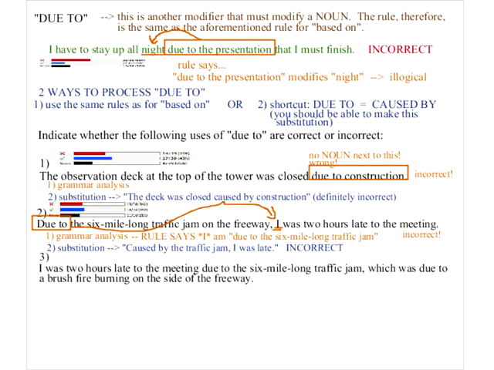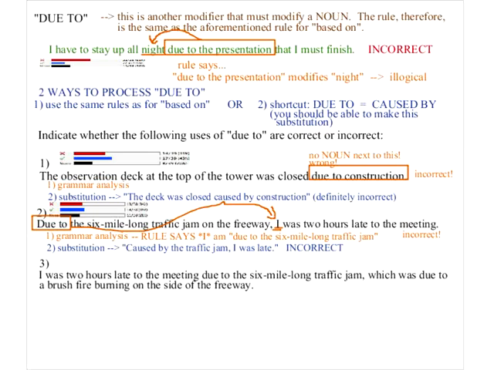This one, red X, green check. Red X, green check for the first one, for this due to that is right here. Not the other one yet. Red X, green check for that one. I was 2 hours late to the meeting due to the 6-mile-long traffic jam. We need to make a decision here, guys. It's already been about 20 or 25 seconds. That's way too long to evaluate one modifier.